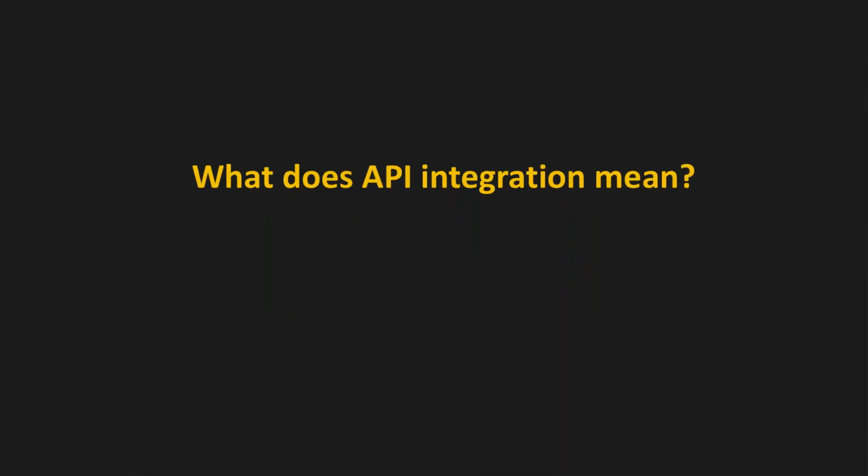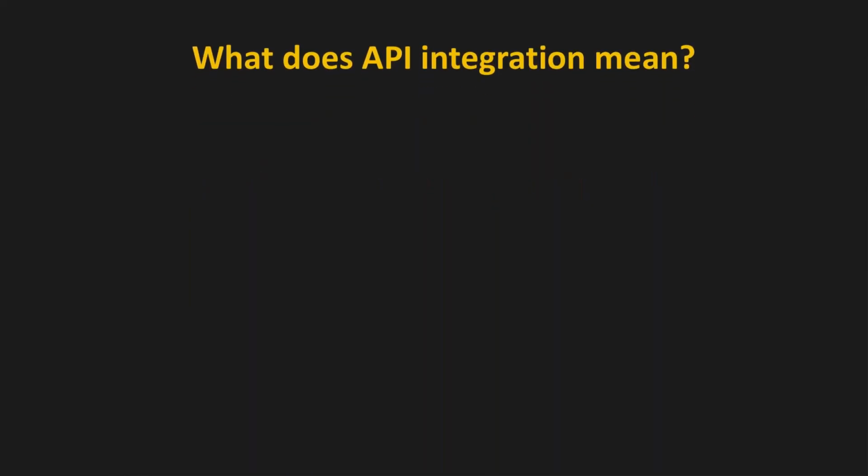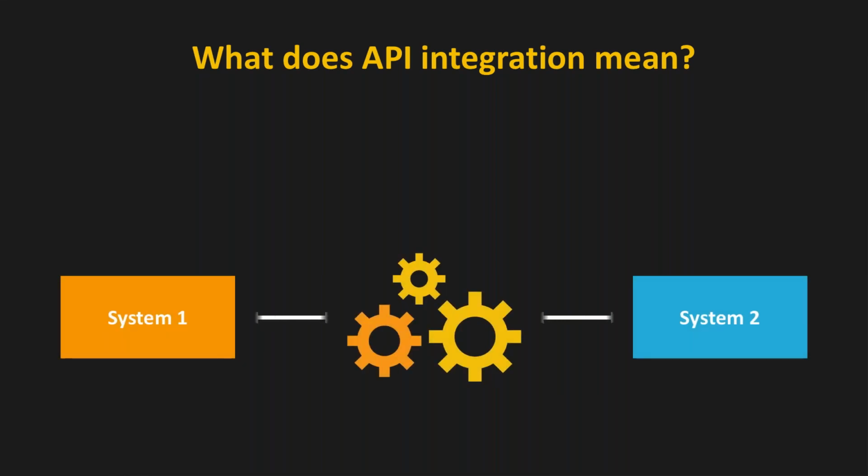But I suppose to start off with the basics, what does API integration actually mean? API stands for Application Programming Interface, and it allows two systems or applications to connect to each other so that they can exchange information and execute predefined processes. Put simply, an API works like a virtual middleman, relaying information from one system to another.